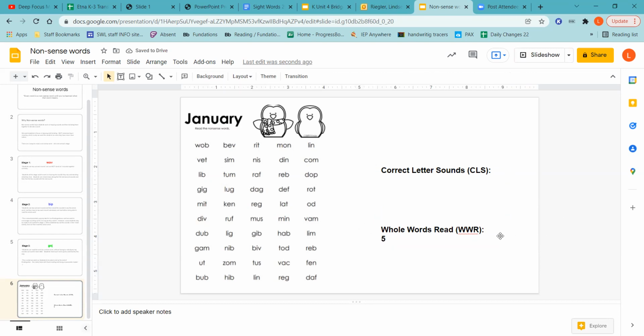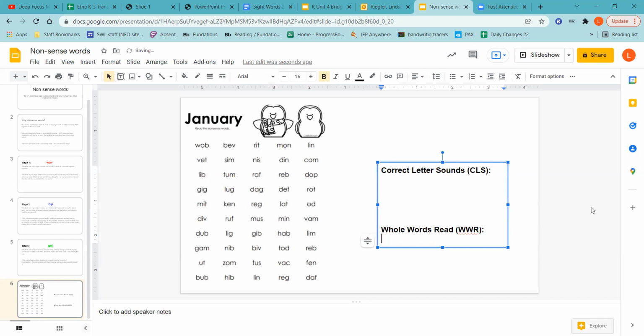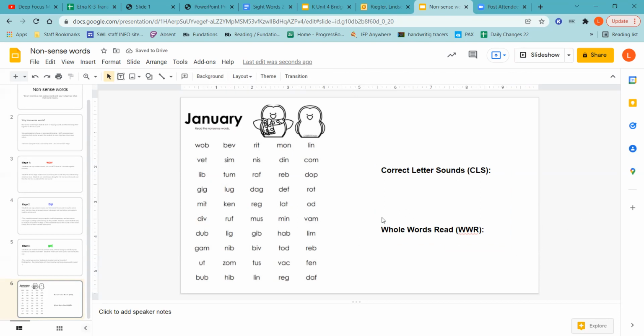Go ahead and record the score for how many your student reads, depending on how they read them. If they are reading correct letter sounds, you will score correct letter sounds. If they're reading whole words read, you'll record whole words read. It is okay to have a mix of both. Maybe they tapped out wob, but they read bev. It's okay to have whole word read and correct letter sounds if that's what your student is doing.